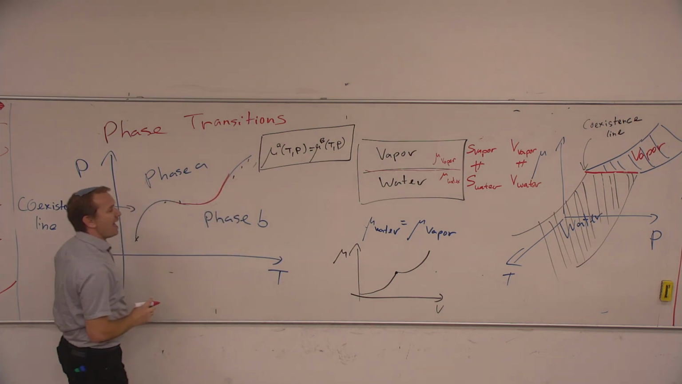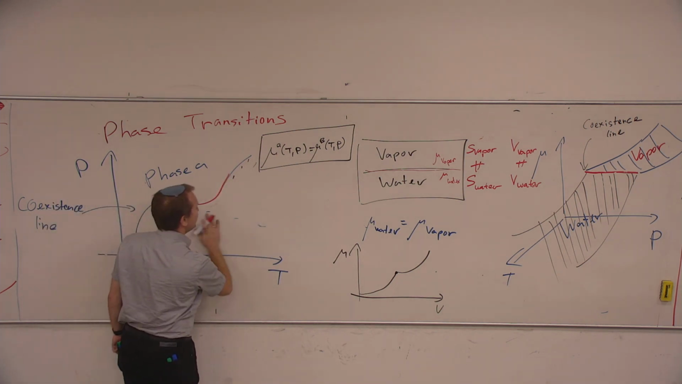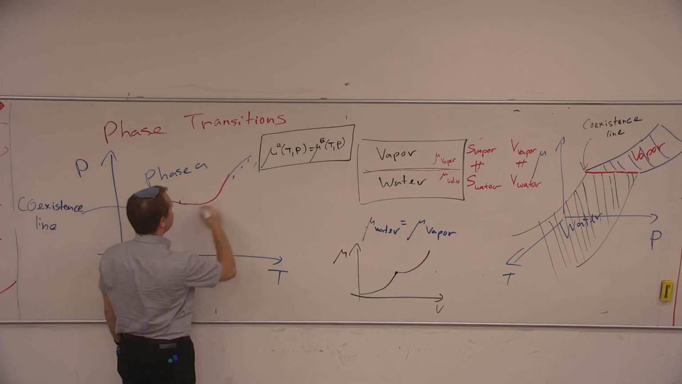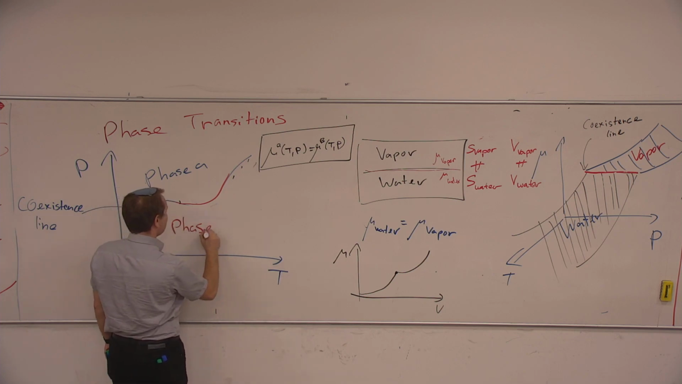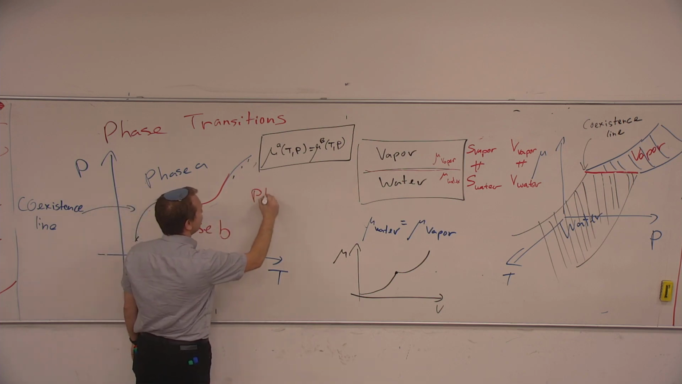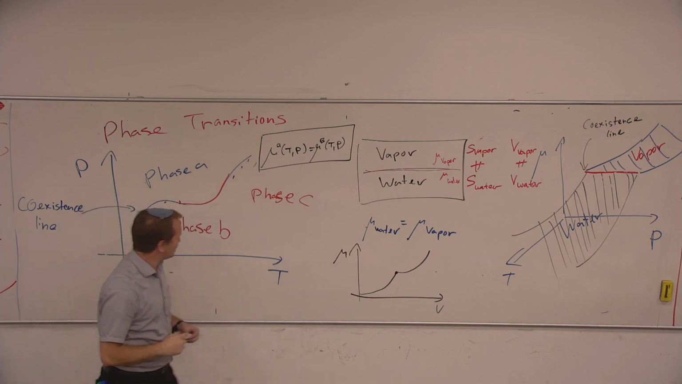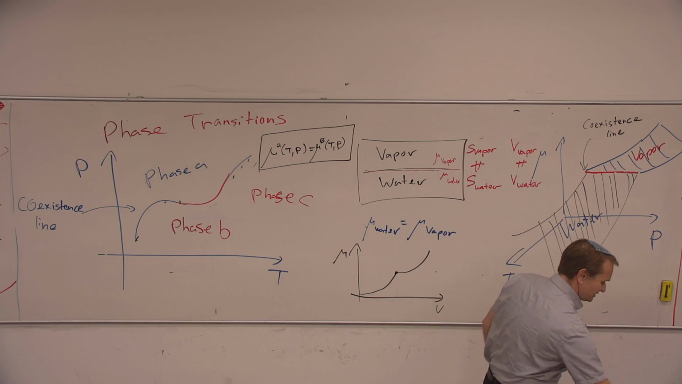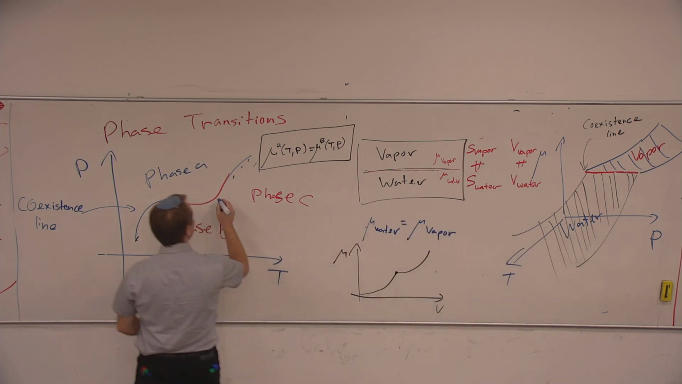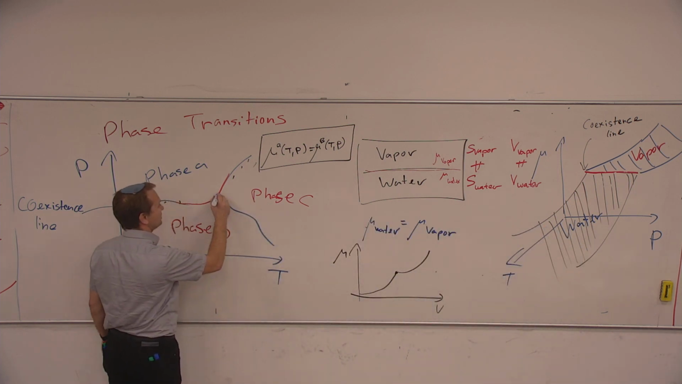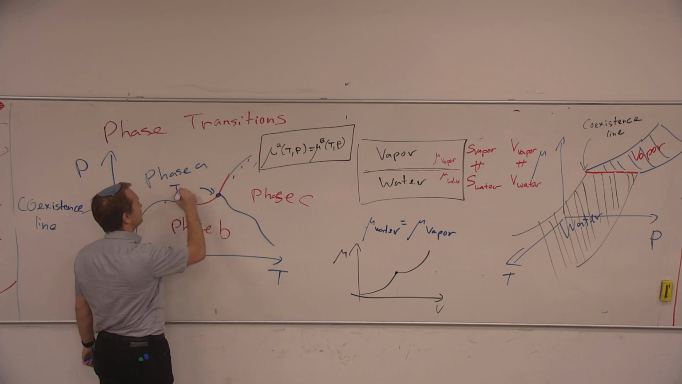Okay, but what happens if I have phase A and phase B and phase C? What will happen then? Okay, so we have a triple point.